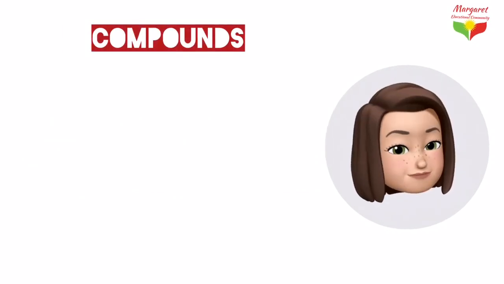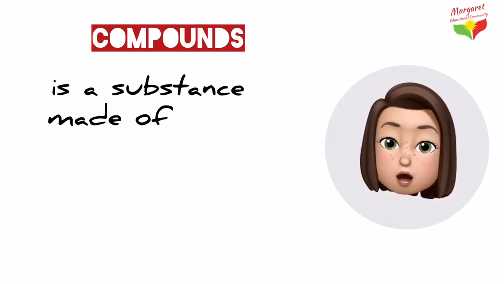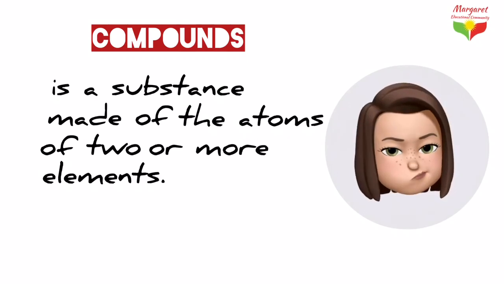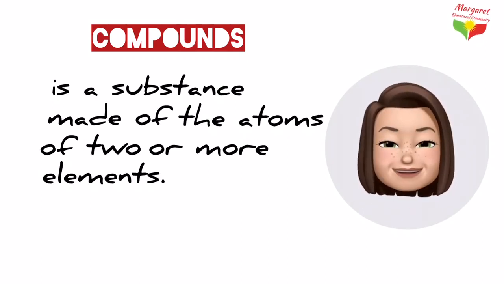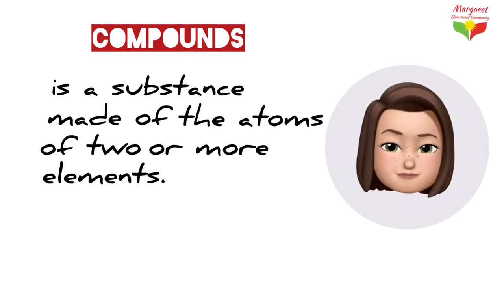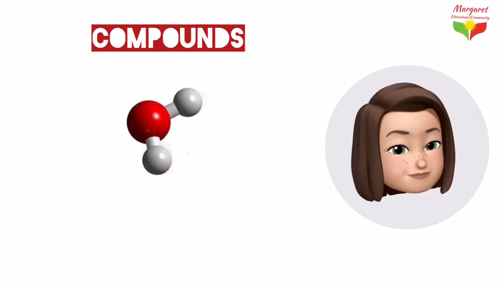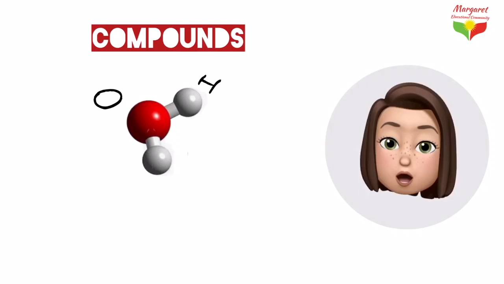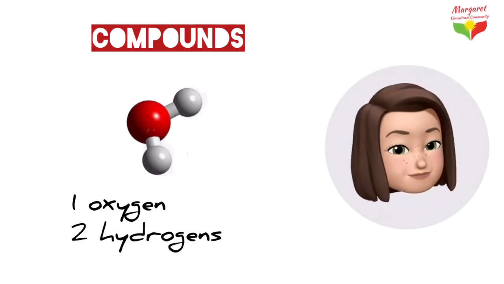In nature, most elements are joined with other elements in compounds. A compound is a substance made of atoms of two or more elements. That means when two or more elements that have different atoms are joined together, they form a compound. Water is one of the most common compounds, which consists of hydrogen and oxygen. About the amount, this compound only contains one oxygen and two hydrogen.